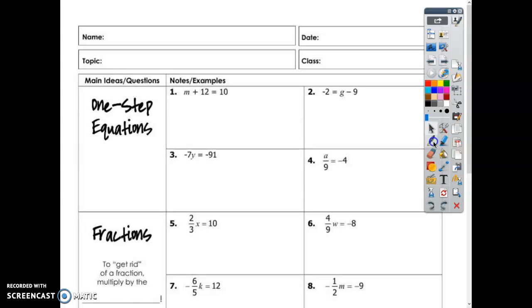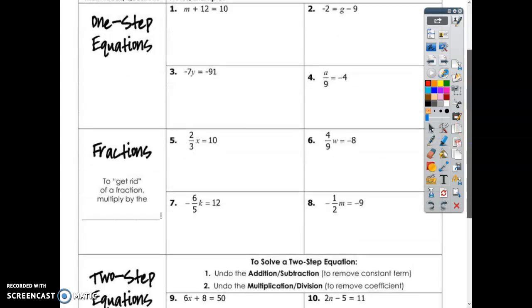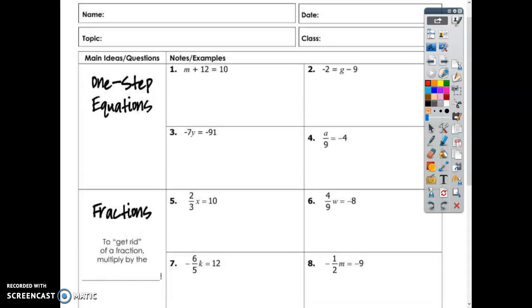Okay, so we are going to review solving equations. These are things that you guys learned in 6th and 7th grade. Today is the easy equations, that's the 1-step and 2-step. And the way that we're going to do it, if it's a 1-step, all the way up to problem number 8, we're just going to do the opposite.